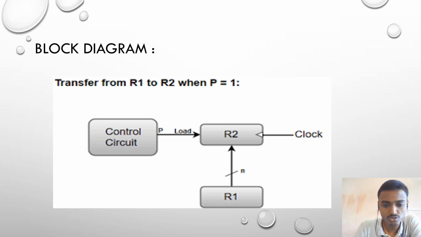We are moving the data from one register to another register using a control unit signal, load, and passing the clock signal.